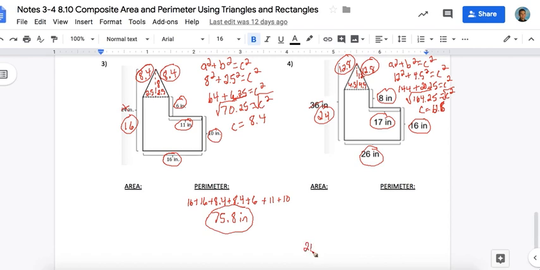So 26 plus 24 plus 12.8 plus 12.8 plus 8 plus 17 plus 16. And when I add all those up, I get 116.6 inches.